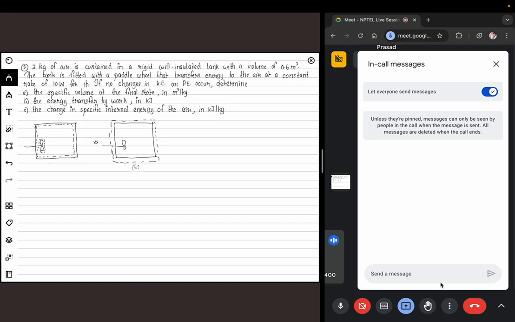I've already used A and B differently, so let's use capital letters. Let's go part by part. The first question asks what is the specific volume at the final state. The first thing is it's a rigid tank, and whenever it says rigid, it means volume is constant.